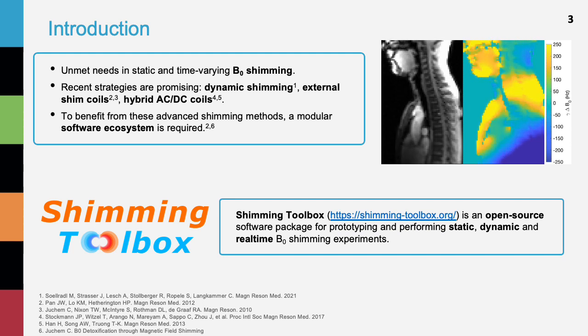To perform advanced shimming experiments, a proper software ecosystem is required. Here we introduce the Shimming-Toolbox, an open source software package for performing and prototyping static, dynamic, and real-time B0 shimming experiments. It aims to make research more transparent and more reproducible.